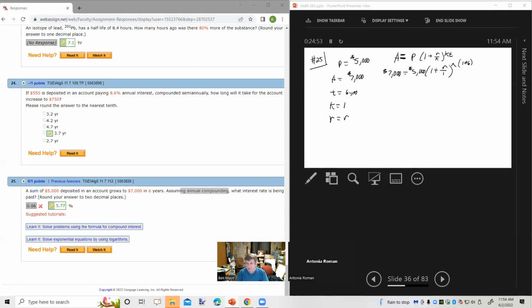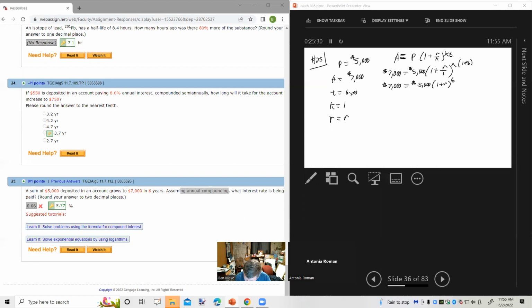All right. Now, this one's a little trickier than some of the others, so I can't just punch it all into my calculator right away. So I'm going to do some simplifying. r over 1 is just r. So inside I've got 1 plus r. Okay with that? Yes. The exponent, 1 times 6, is 6. So I've got that.